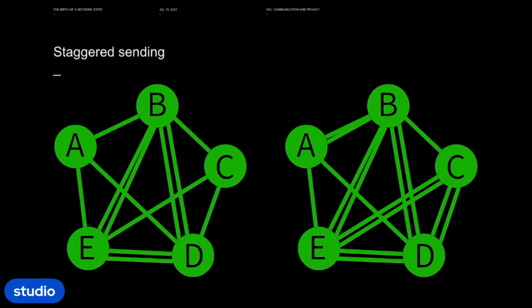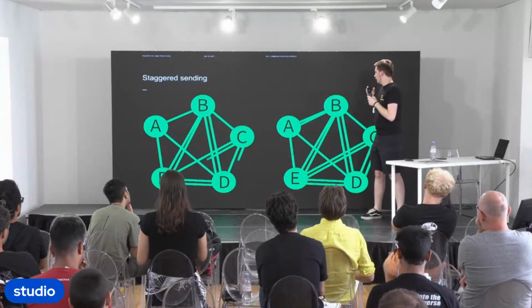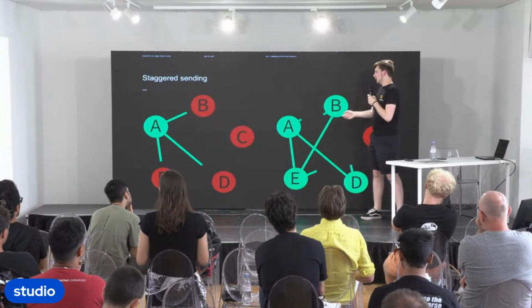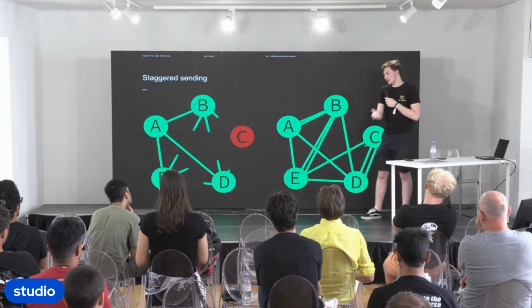But basically, staggered sending is optimized for the worst case scenario, which is you are the bottleneck. In the case where you are not the bottleneck, we will have a bit of losses, but nothing crazy. And it's the same thing in case of attack.